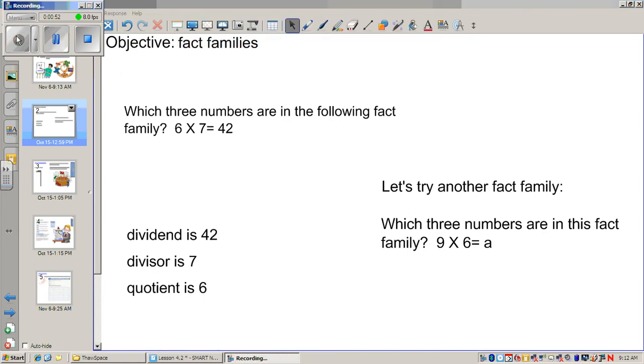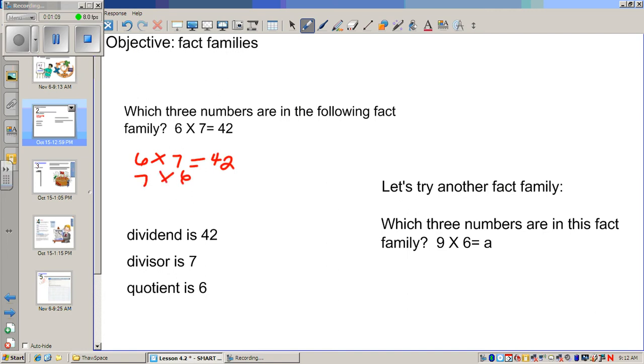So with our fact families, it's really important to remember how we can work these, and really we can do 6 times 7, which is right above it, equals 42. We can do 7 times 6, which equals 42. We can do 42 divided by 7 equals 6, or we can do 42 divided by 6 equals 7. And that's how a fact family works.